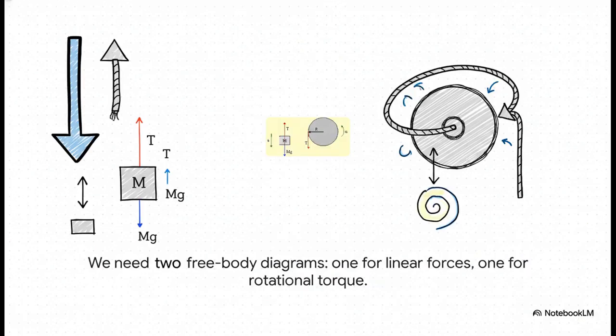Now, to tackle this, we have to be smart. We've actually got two things happening at once, so we need to analyze them separately. For the block that's falling, that's a linear motion problem. It's got weight pulling it down and tension from the rope pulling it up. That's a job for our old friend F equals ma. But for the drum, that's a rotational motion problem. The only thing making it spin is the torque from the rope tension, and that's a job for our new tool, tau equals I alpha.